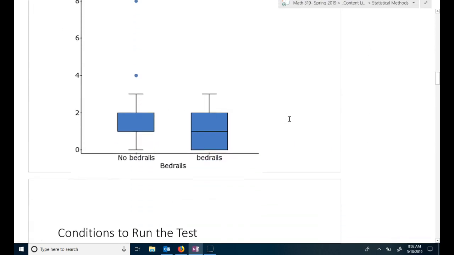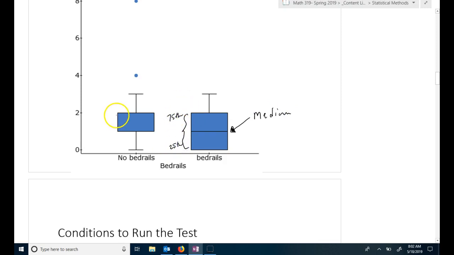All right, so now I look at this and I'm saying, okay, I've got my one with bed rails right here. There's its median, and here's its middle 50%. So that's the 25th percentile to the 75th percentile.